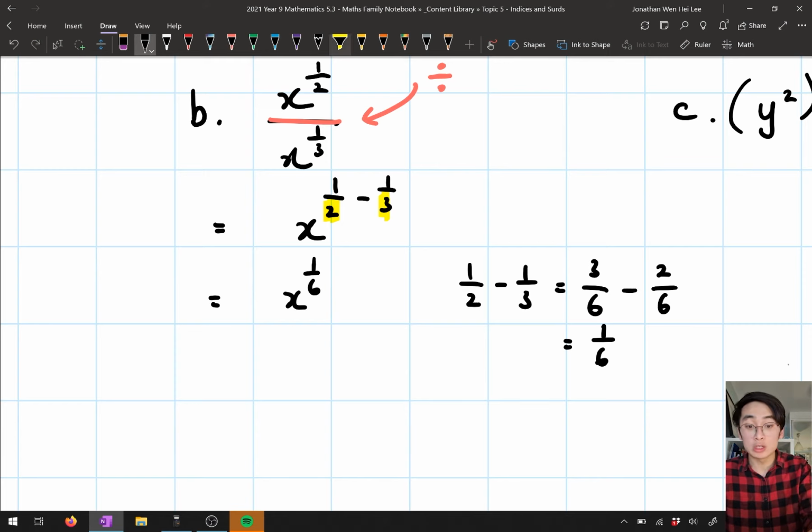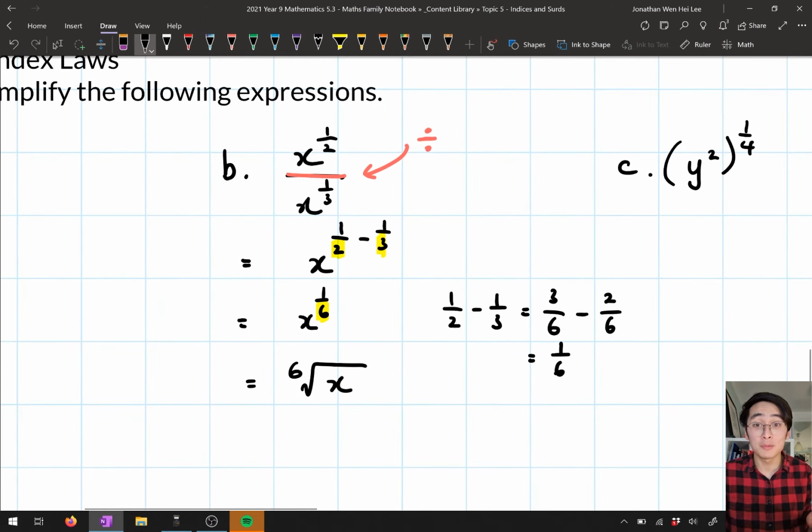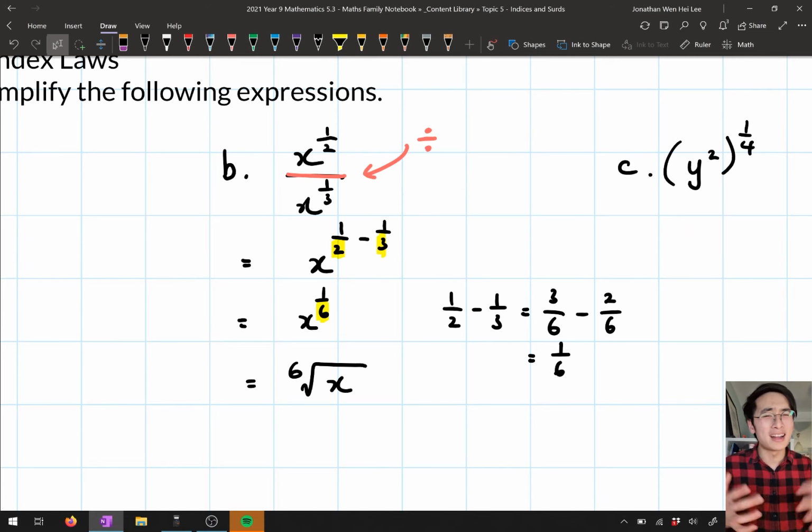And we can write this using our surd, our fractional power law that we looked at today. So here we have a denominator 6, and so this just becomes the 6th root of x. And so here we applied that index law for division. And so what we could do with division is we minus the powers together.